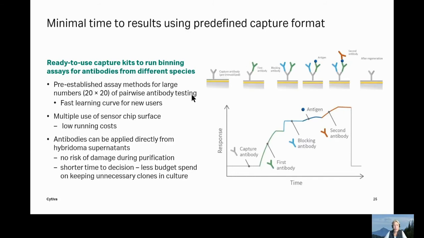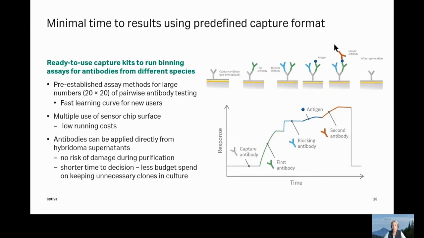The setup looks like this. The capture antibody from our capture kits is immobilized on the surface, or you can even use pre-immobilized ones. The first antibody from your pair is captured here on the surface. The other binding site is blocked, and then the antigen is injected, binding here to the first antibody. The second antibody can only bind when it reacts with another epitope on this antigen.